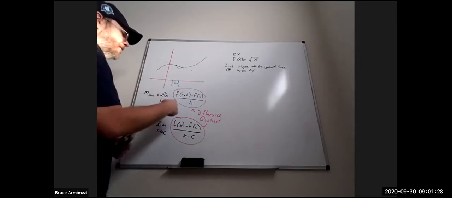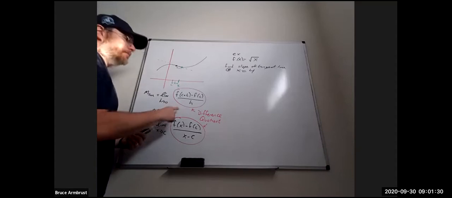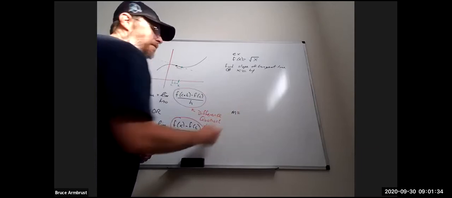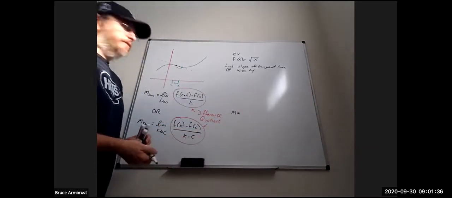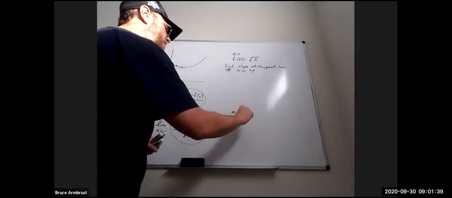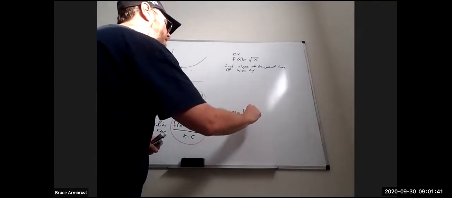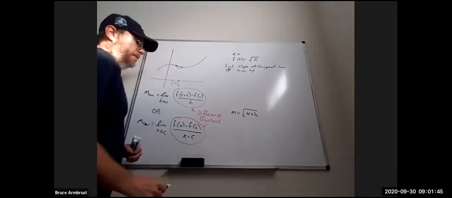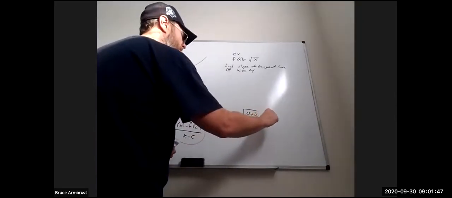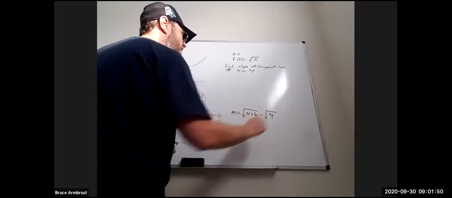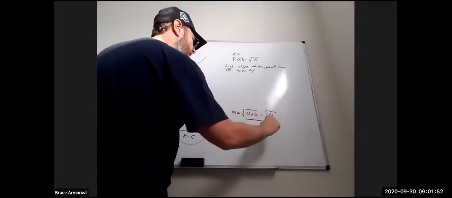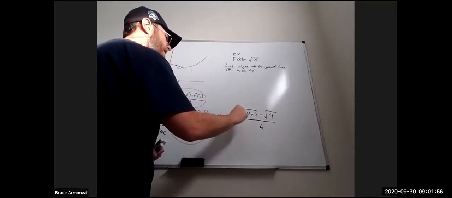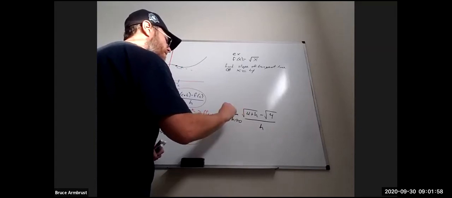All right, so let's go to the first one. If we use the first form, so that instantaneous rate of change, or that slope, it's going to be the square root of 4 plus h minus the square root of 4 divided by h. And we're going to take the limit as h goes to 0 of this.